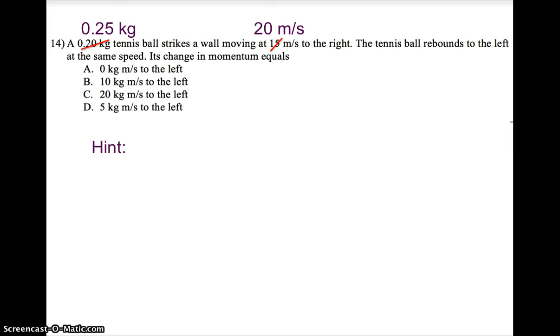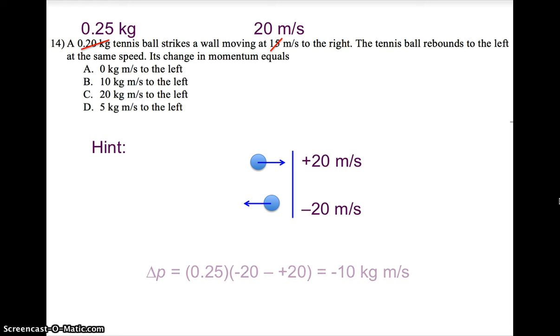Well, first let me show you a picture. The ball strikes moving to the right, and when it bounces back, that means it's going in the opposite direction, to the left. So the initial speed is 20, but the initial velocity is positive 20. The positive means it's going to the right. The speed is the same at the end, it's still 20, but now it's moving to the left. So the velocity is negative 20. We plug into the equation, negative 20 minus positive 20, to get a final answer of 10 kilogram meter per second to the left. So the answer is B.